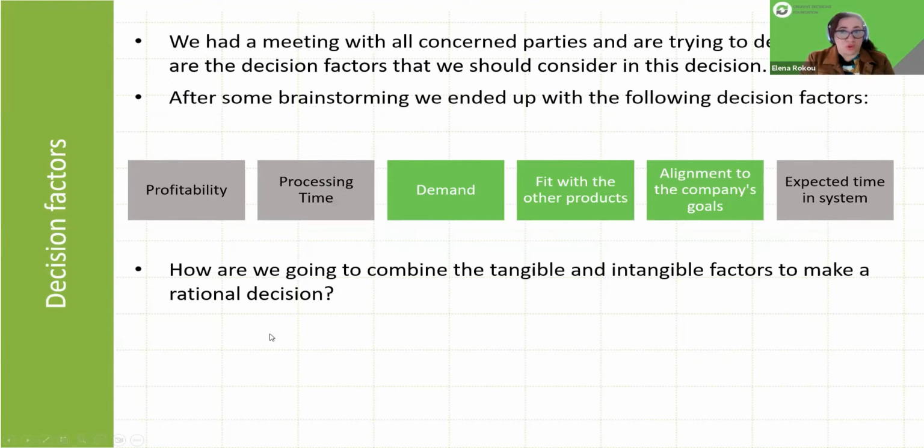We had a meeting with all concerned partners, and they are trying to define what are the decision factors that we should consider in this decision. After some brainstorming, we ended up with the following decision factors: profitability, processing time, demand, fit with the other products, alignment to the company's goals, and expected time in system. Now, how are we going to combine the tangible and intangible factors to make a rational decision?